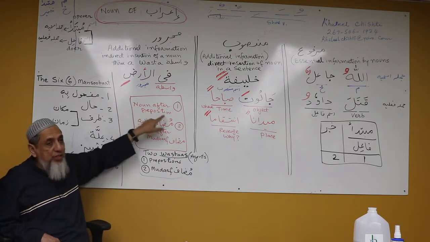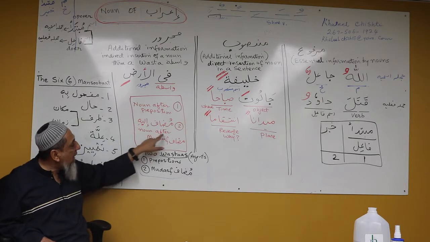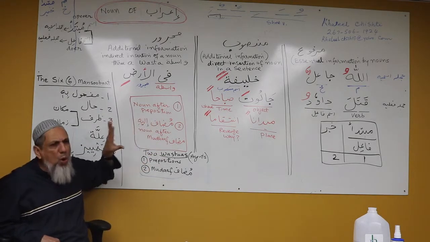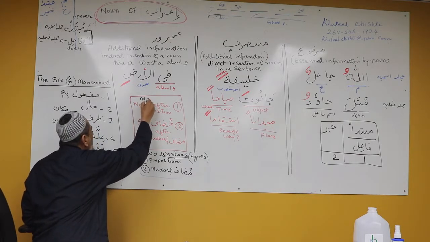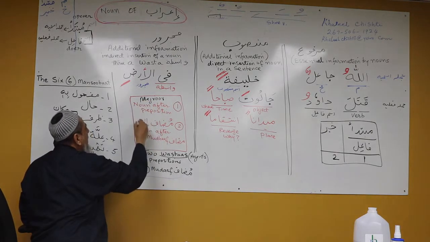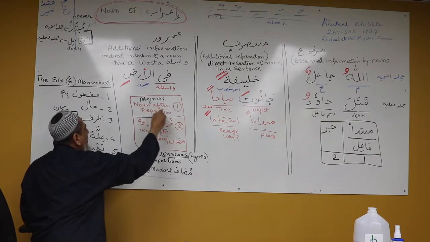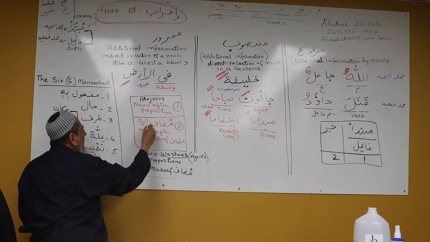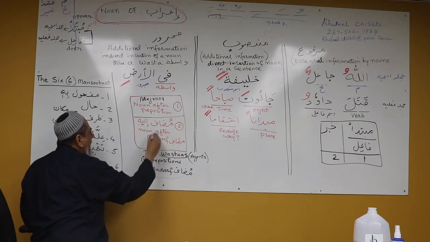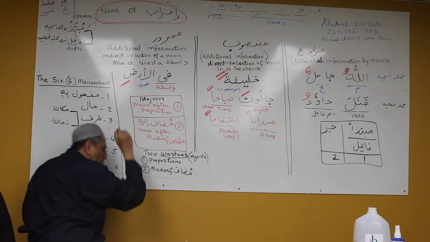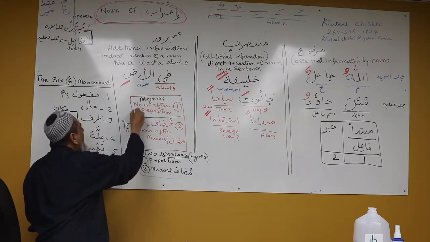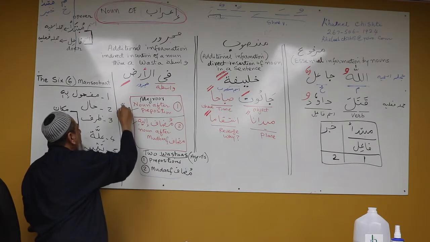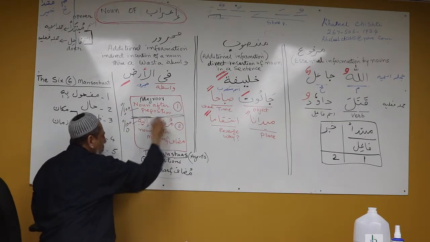Noun after preposition, and noun after mudaf. These two are always majrur. Noun after preposition becomes majrur. And mudaf ilayh, what is mudaf ilayh? Noun after mudaf is called mudaf ilayh. It is always 100% majrur. And this is 100% majrur. These two, number one and number two.